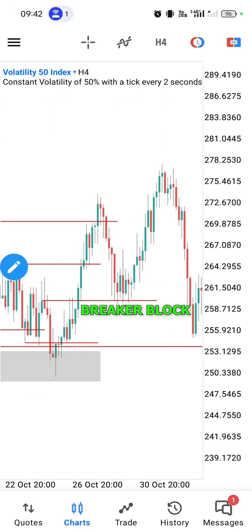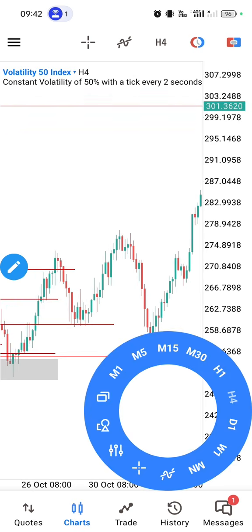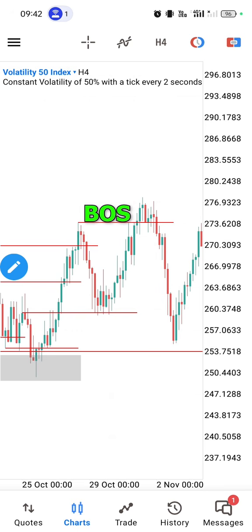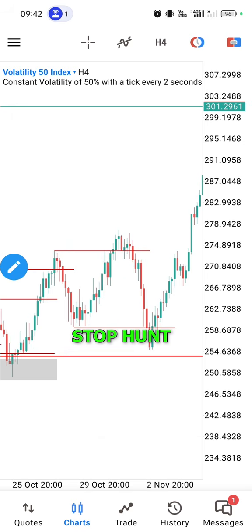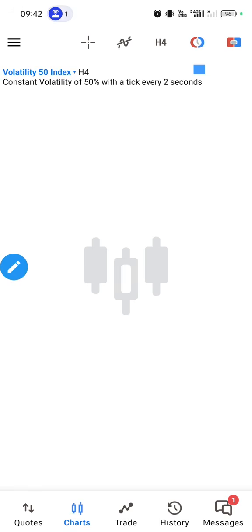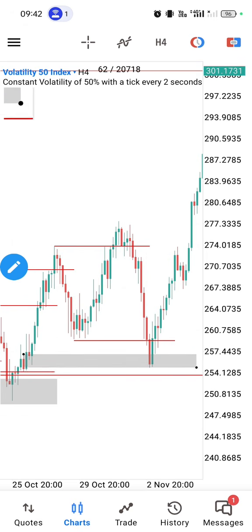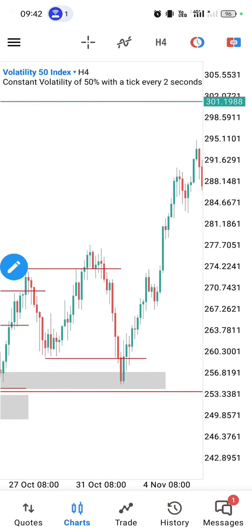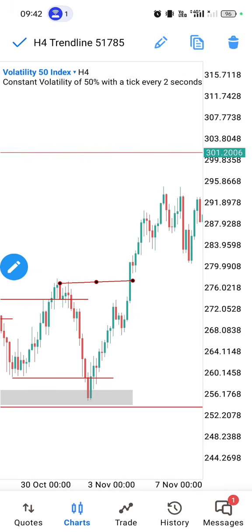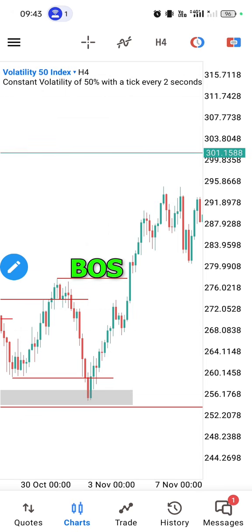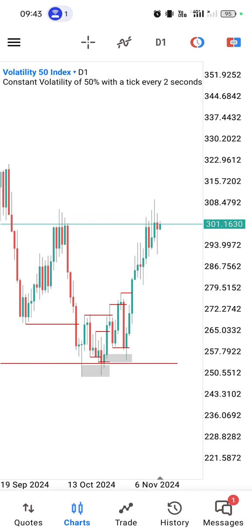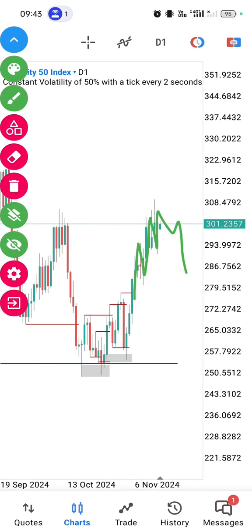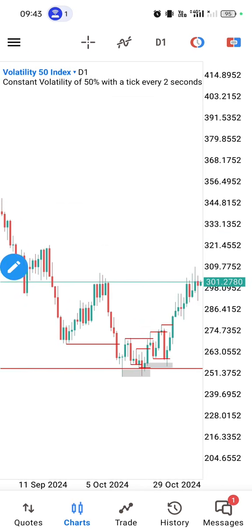So price here respected the breaker block, and then it went up to break structure above that high, and then it had a sudden move down where it grabbed liquidity or did a stop hunt below that low, and then it respected the 4-hour order block. So what I've been simply doing is showing you guys how price went up to where we're currently at. It broke structure right there, and it's been shooting up, but I expect it to shoot down, and I want you guys to listen closely.